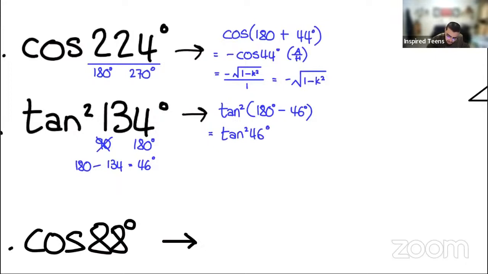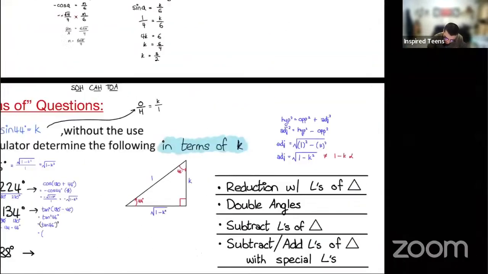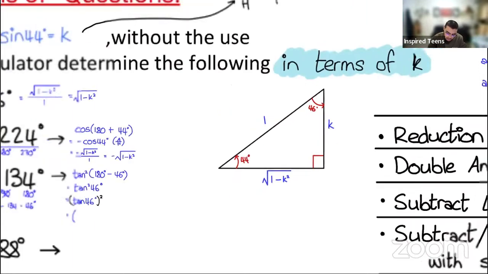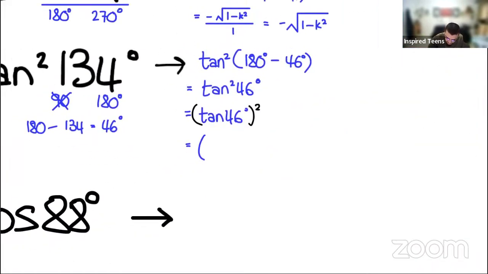Okay, now this square you need to keep in mind, it can literally just be written as tangent 46 squared like this. Okay, that's the same thing. So whatever your value for tangent 46 is, you just square that answer to get your final answer. So let's do that. Tangent 46. Let's go to our triangle. Tangent is opposite over adjacent. So we go to 46, we look for its opposite, we look for its adjacent, and boom, we have the answer. It's going to be square root 1 minus k squared over k, and then squared of that answer.